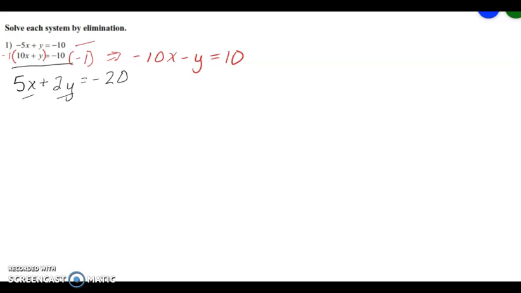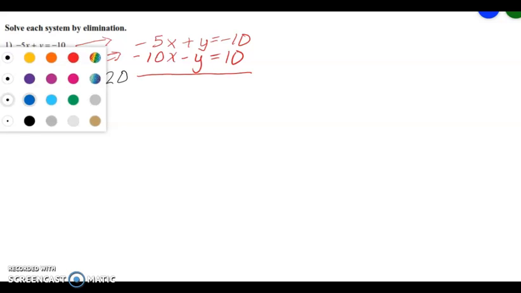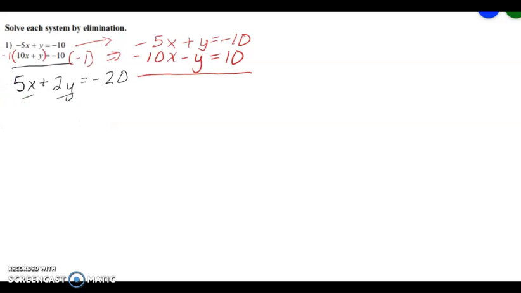I'm just going to rewrite this top equation above it so that we can add them together. I'm not going to change it in any way. Now we can add these two equations together. Negative 5x plus negative 10x equals negative 15x. Positive y plus negative y is 0y, so that is eliminated. Negative 10 plus positive 10 is 0.